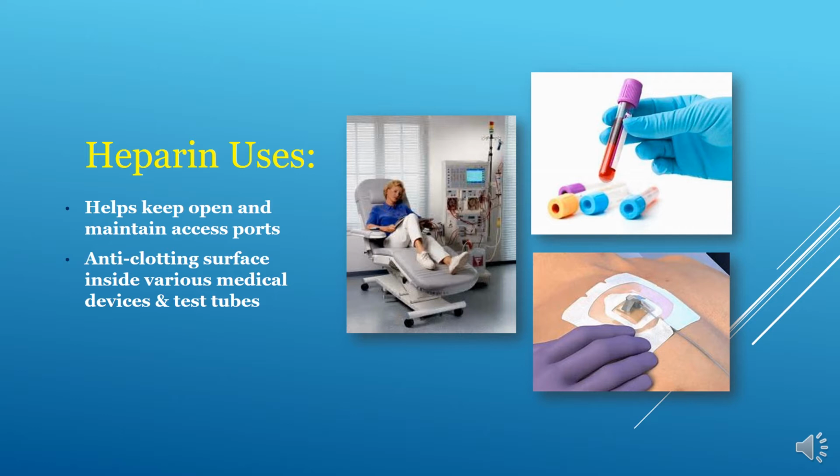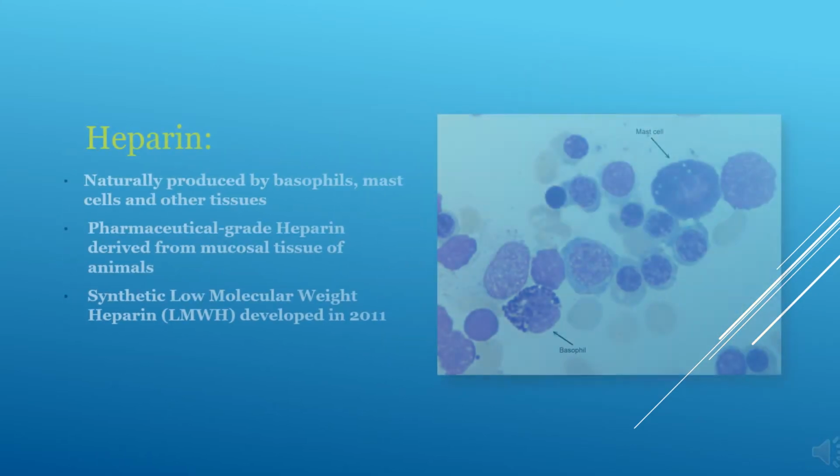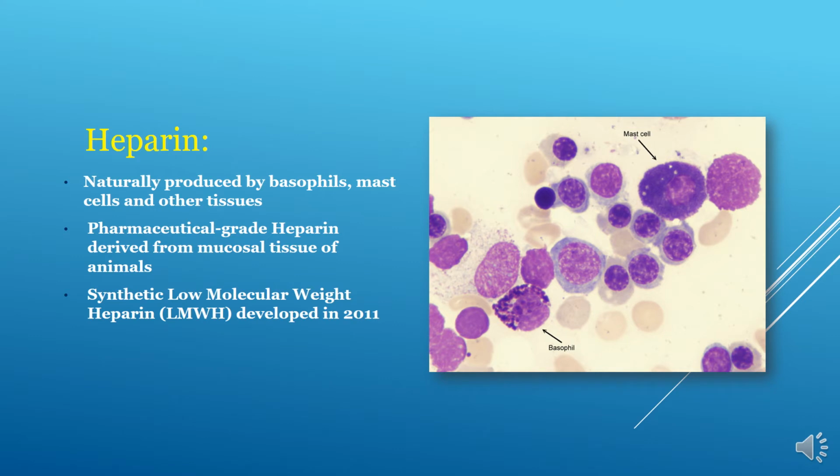It is also used to create an anti-clotting surface inside various medical devices such as renal dialysis machines and test tubes. Heparin is naturally produced in the body by basophils, mast cells, and other tissues. Pharmaceutical-grade heparin is derived from the mucosal tissue of animals that have been slaughtered for meat, such as pigs and cattle. Research conducted between 2003 and 2008 eventually led to the synthetic development of low molecular weight heparin in 2011.